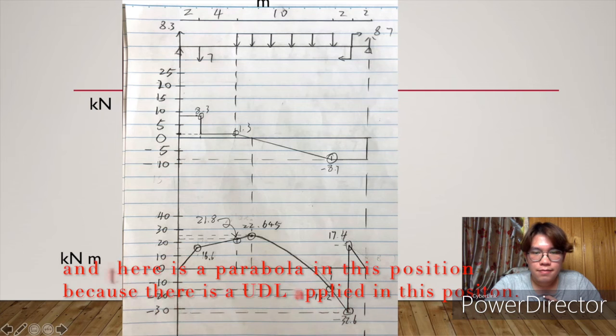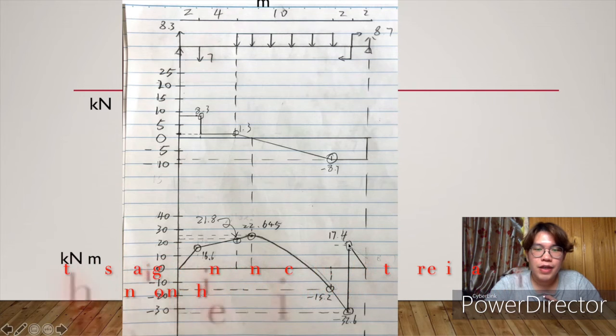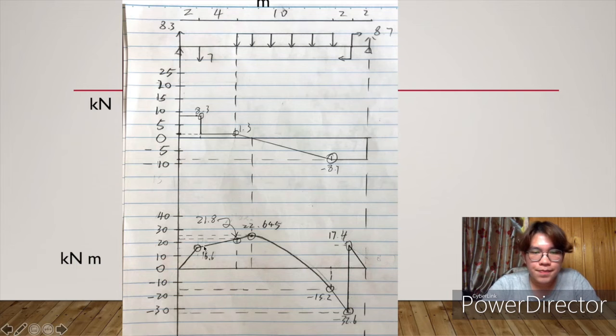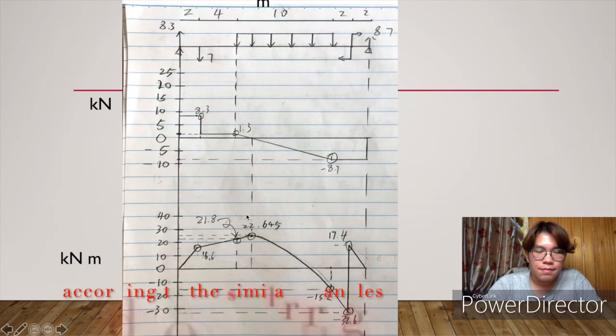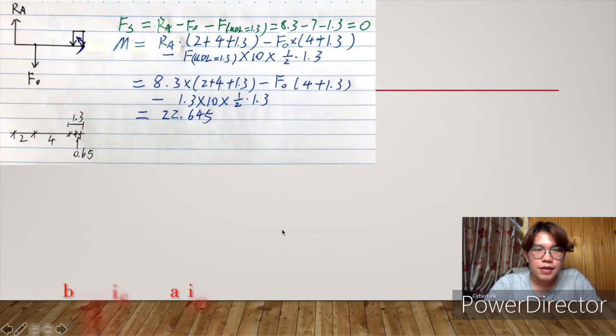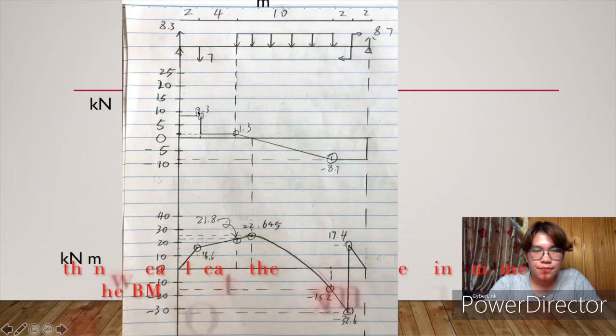And there is a parabola in this position because there is a UDL applied on the beam, and the straight line indicates that there is a point moment on the beam also. And according to the similar triangle, we should calculate the maximum bending moment in this position by the equation of this. And plot the maximum bending moment on the top of the parabola.